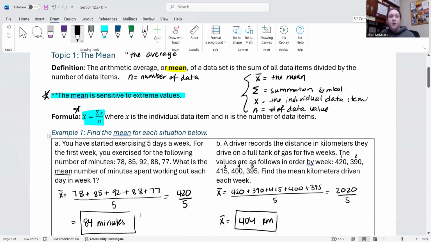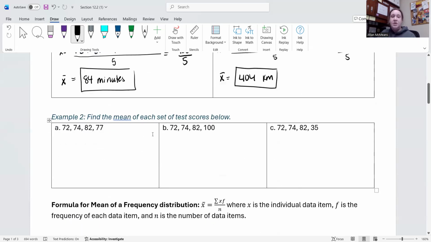Okay. So for example 2, it says find the mean of each set of test scores below. We're assuming these are 4 test scores for some math class. In example A, we had test scores of 72, 74, 82, and 77. All 4 of those test scores are pretty close together, within 10 points of each other from highest to lowest. So we would expect our mean to be somewhere in the upper 70s probably.